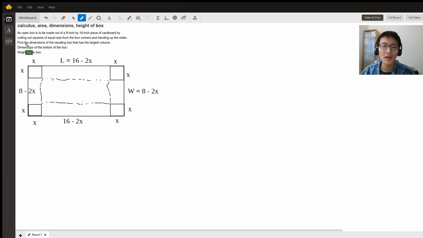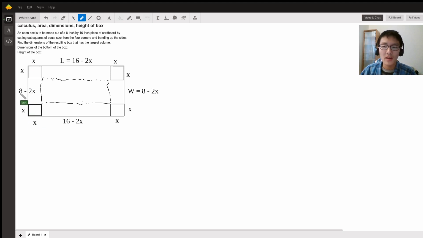We'll be solving a problem about cutting out four squares, then bending the sides up, and we're supposed to figure out the maximum volume. Suppose that these little squares are cut, and suppose that these lengths are called x. Now, the width of the cardboard is 8 inches.